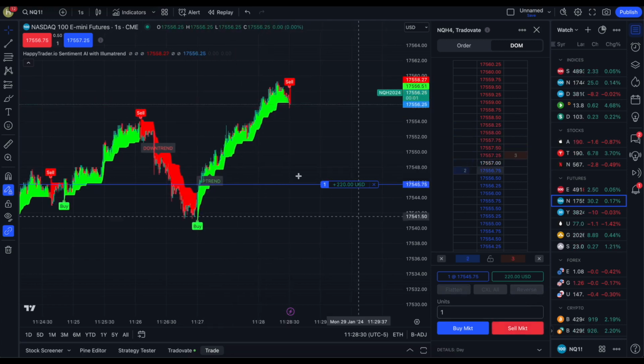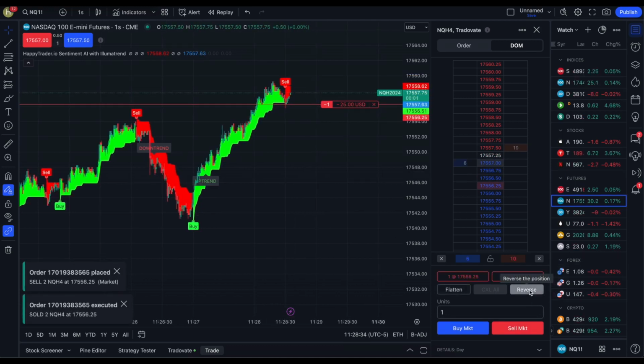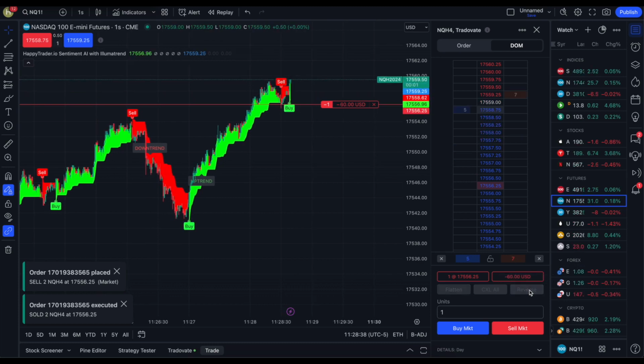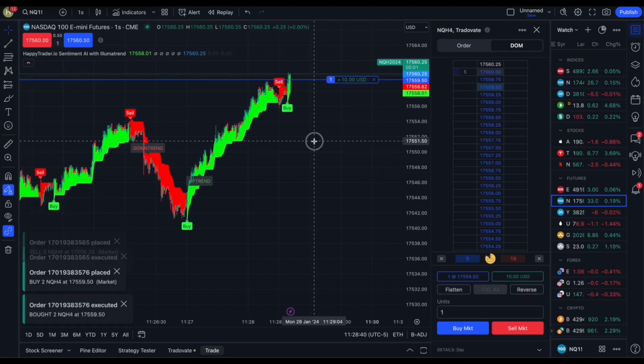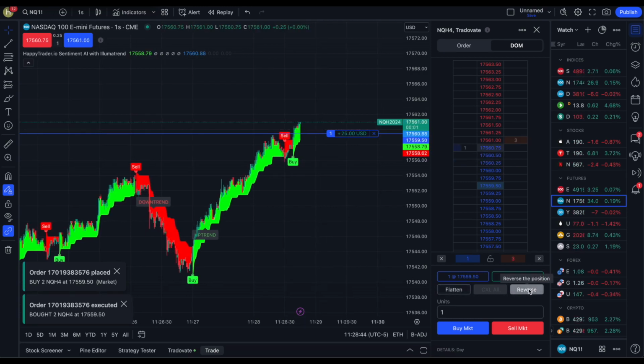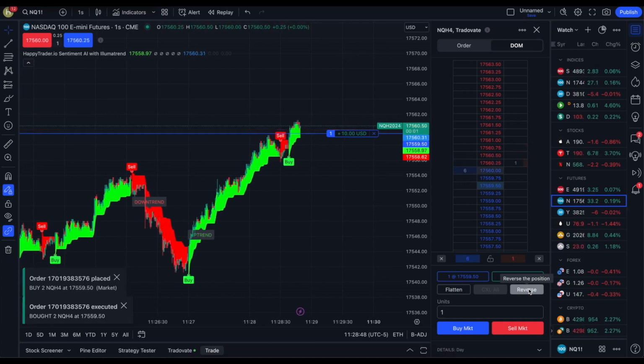We had a little bit of a reverse there. We're just going to close that out. See if we reverse back out. Looks like dip buyers are in the building. And we have our buy, so we're just going to continue on that move. And wait for, let's see, this thing looks like it's going to run for a little bit.